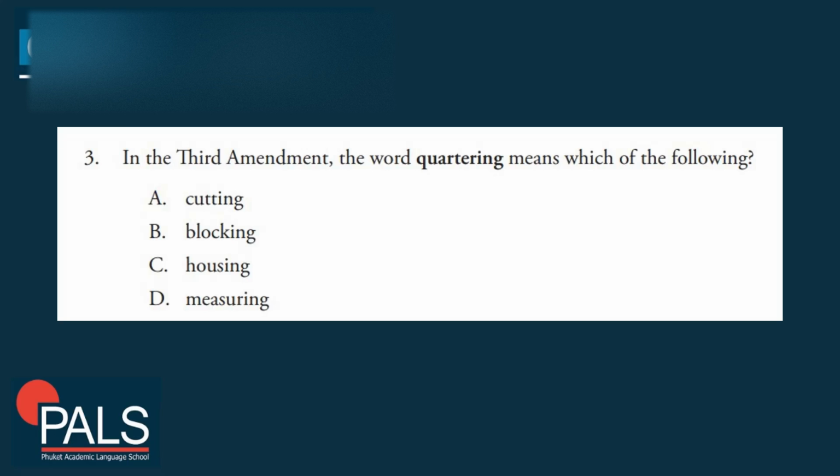In the Third Amendment, the word quartering means which of the following? You can pause and give it some thought. Again, if you've been doing the U.S. history studying, this should be easy for you. The answer is C, housing. If you're not familiar with this term, go back and look at your pre-Revolutionary War history because the Quartering Act was a major cause of discontent for the U.S. colonists.